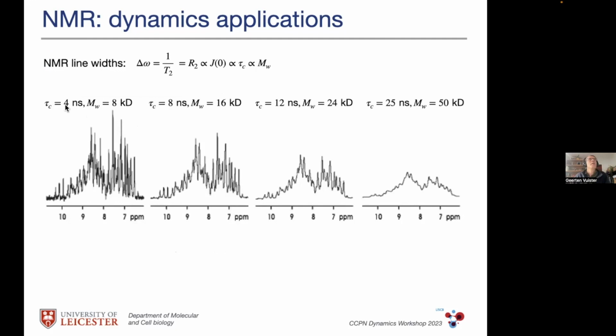So here you see a 4 nanosecond, 8 kilodalton protein, nice sharp line. We double the size. It's an 8 nanosecond correlation time, 16 kilodalton protein. The lines, you can already see they're broader. We go to 12 nanosecond, 24 kilodalton, even broader, and 25 nanosecond, another doubling, 50 kilodalton protein. You see they have gotten broader and broader and broader. So it seems that there's some merit to what we're doing. And of course, when you have your protein, or your biomolecule in general, you'd like to have some idea what to expect and some idea what lines you can actually measure.